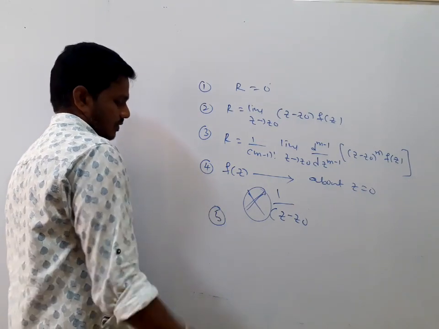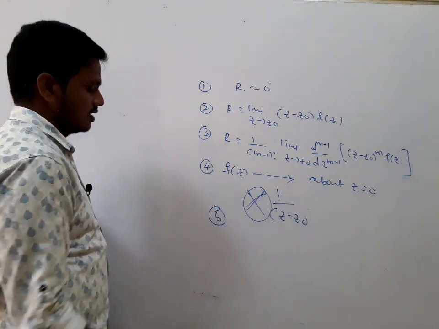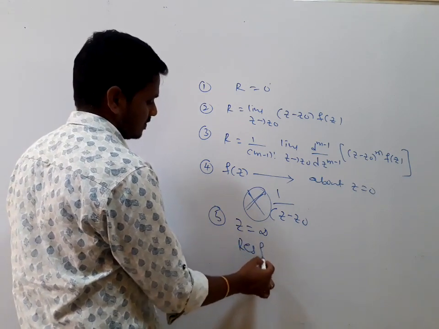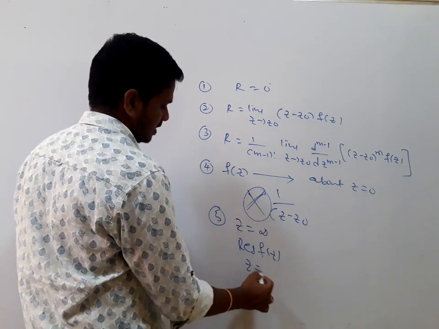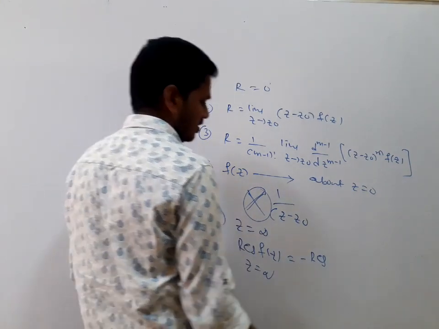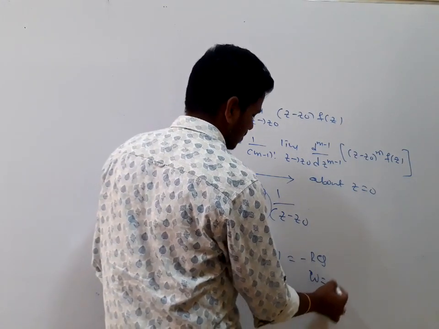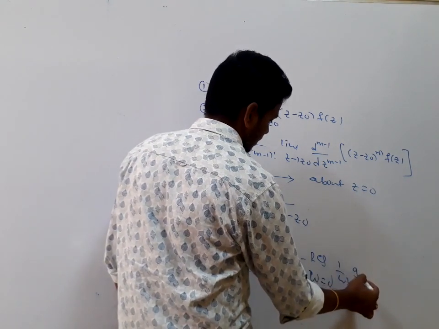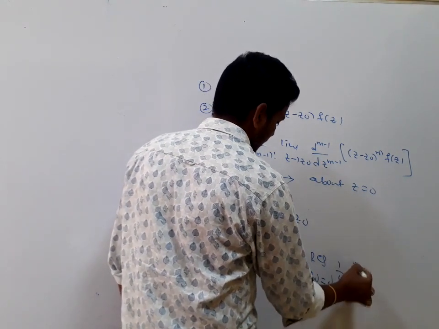Next, the fifth one, the residue at z equals infinity. The residue of f of z at z equals infinity is the same as minus the residue at w equals 0 of 1 by w square into f of 1 by w.